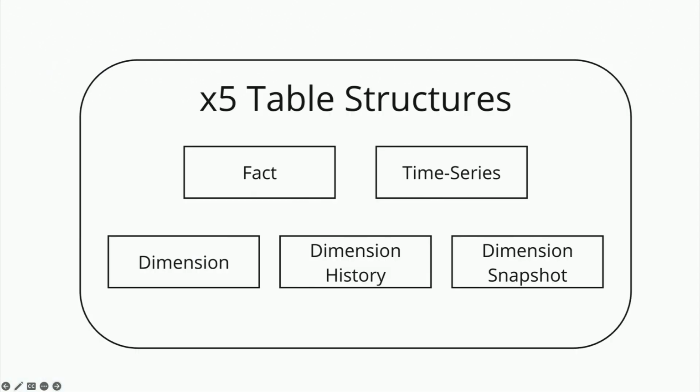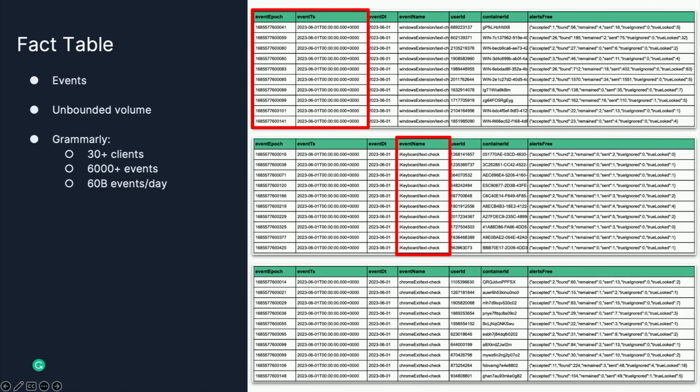OK, now a little about those table structures. As I mentioned, we have 5 of them: fact, time series, dimension, dimension history, and dimension snapshot. Fact table is our most common table structure. They're just event tables. The information that you find in a fact table is an event timestamp on when this event happened and some details about this event. Yeah, there's not much to it. It's just a regular event table.